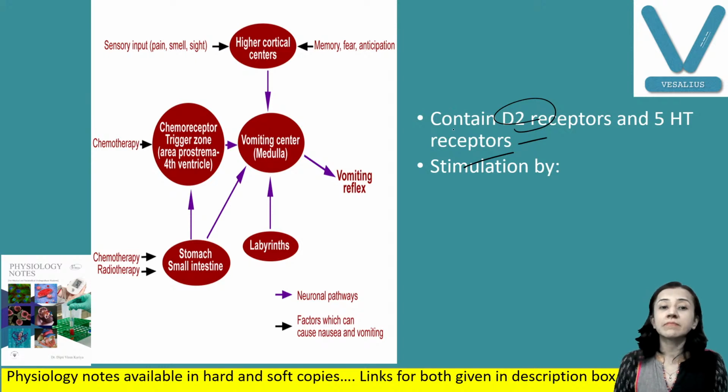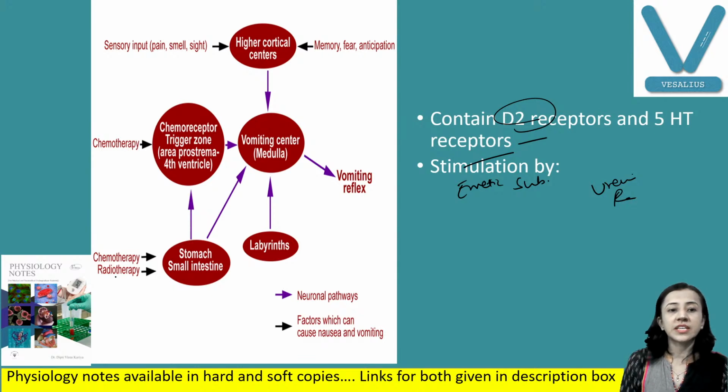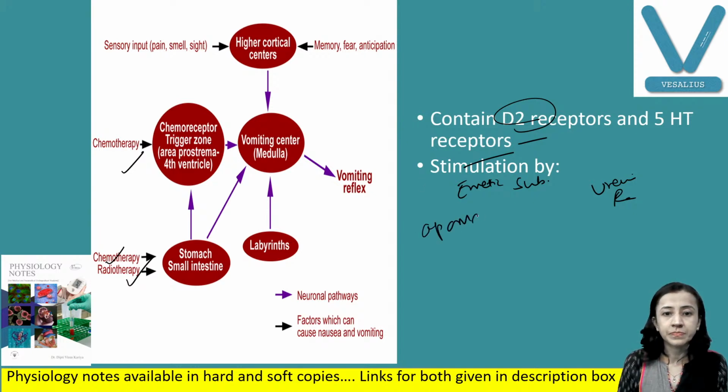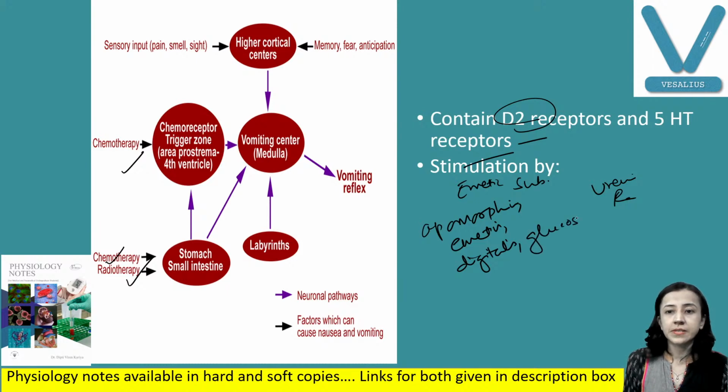It is also stimulated by circulating emetic agents, emetic substances. For example, if the person has uremia, or after radiotherapy or chemotherapy, these also stimulate the chemoreceptor trigger zone. Circulating emetic agents like apomorphine, emetine, and digitalis glycosides all stimulate this chemoreceptor trigger zone.